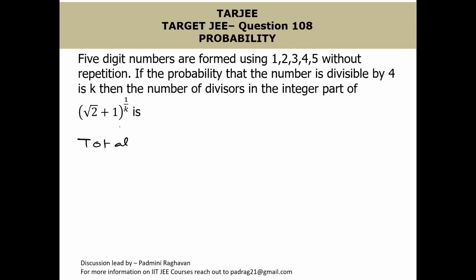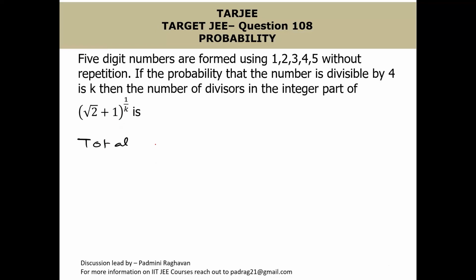5-digit numbers are formed using 1, 2, 3, 4, 5 without repetition. If the probability that the number is divisible by 4 is k, then the number of divisors in the integer part of (root 2 plus 1) whole power 1 by k is.